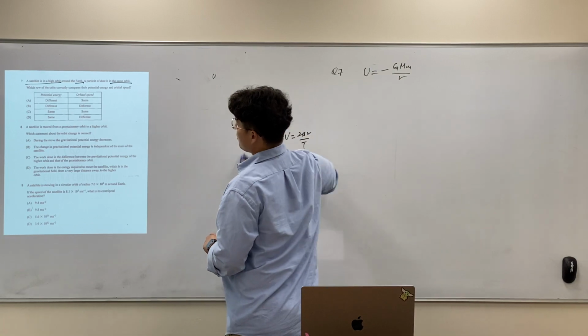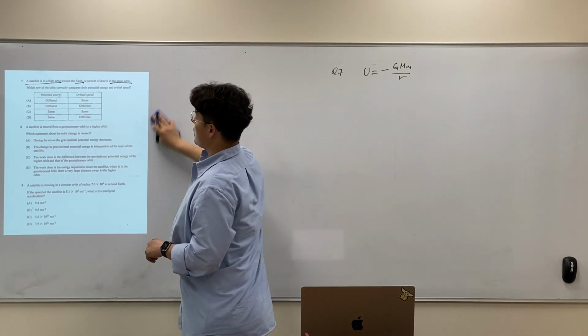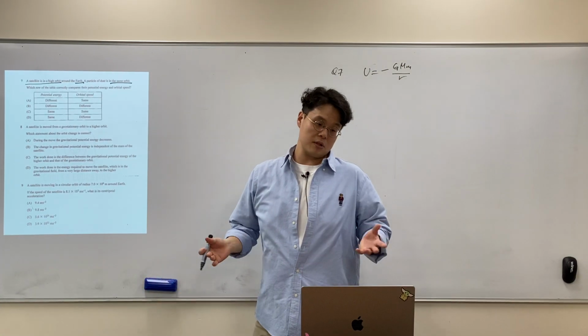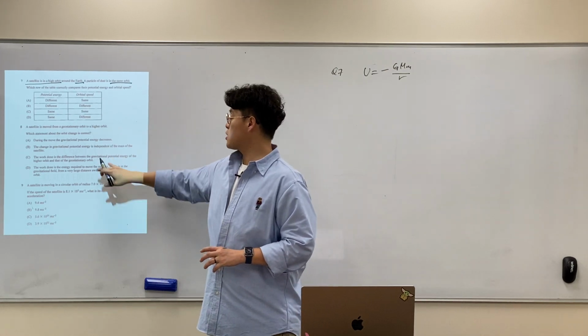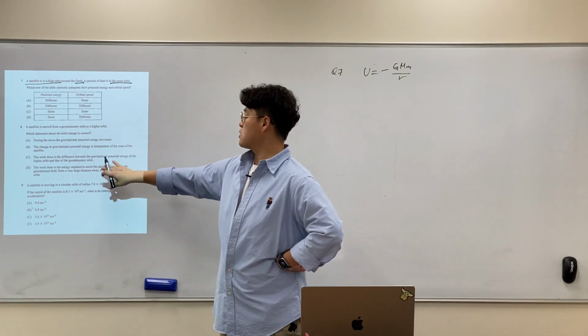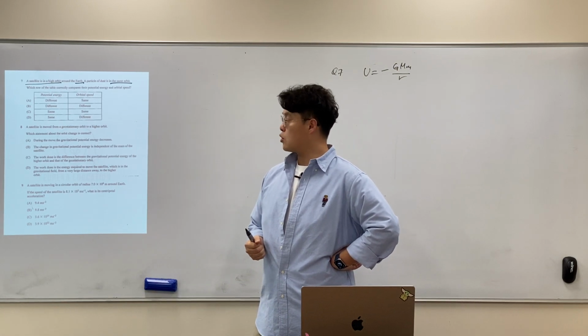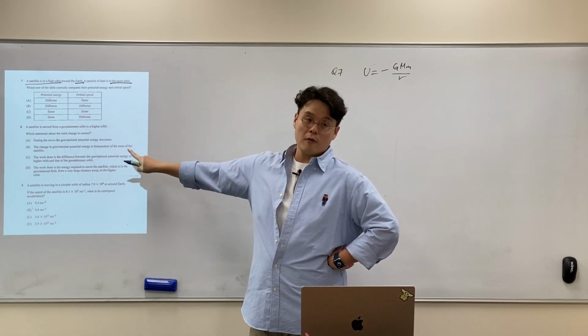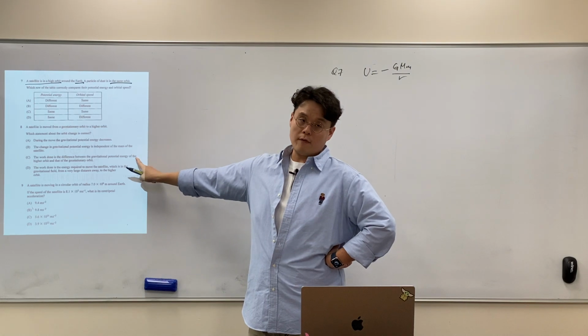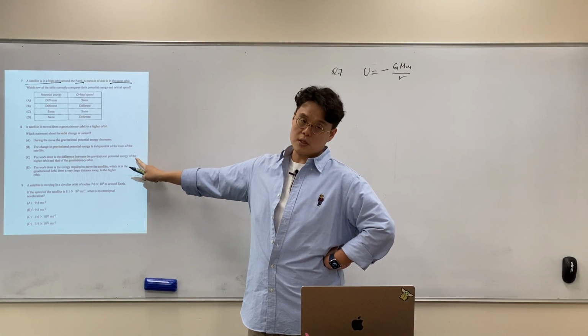Which statement about the orbit change is correct? The answer for question 8 is simply C: the work done is the difference between the gravitational potential energy of the higher orbit and that of the geostationary orbit. I'm expecting that you will get very similar questions in your school exam too.